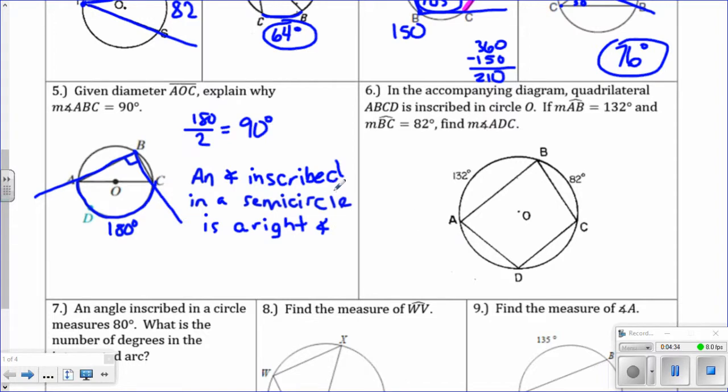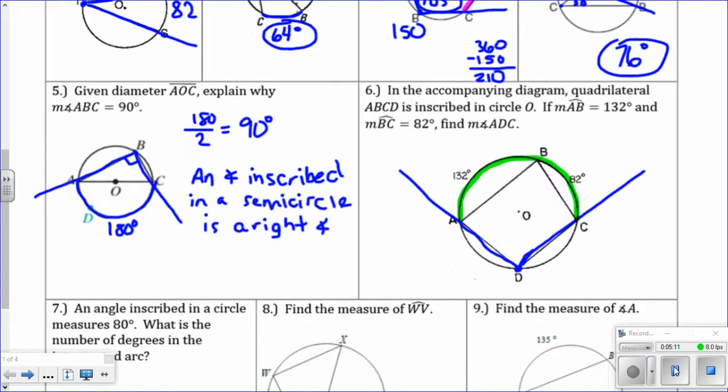Number 6, we have a quadrilateral inscribed in circle L, so that means each of the vertices is going to be on the circle. If the measure of arc AB is 132 and BC is 82, find the measure of angle ADC. Well, angle ADC is an inscribed angle. The vertex is on the circle, so I'm just going to, best I can here, try to extend the chords that form the angle to see what arc we have to take half of. So we have to take half of the intercepted arc, which is from one end of the chord all the way to the other. So that would mean this whole arc that I've highlighted in green.